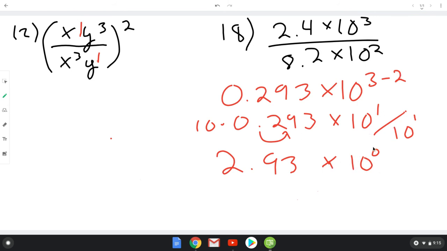10 to the 0, anything to the 0 is just 1, right? And if you multiply something by 1, it doesn't change. So my final answer is just 2.93. Now that's going to be my final answer.